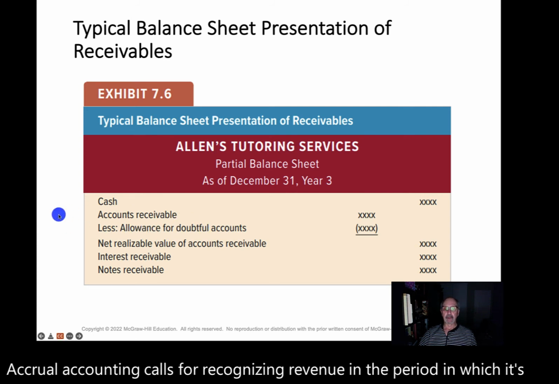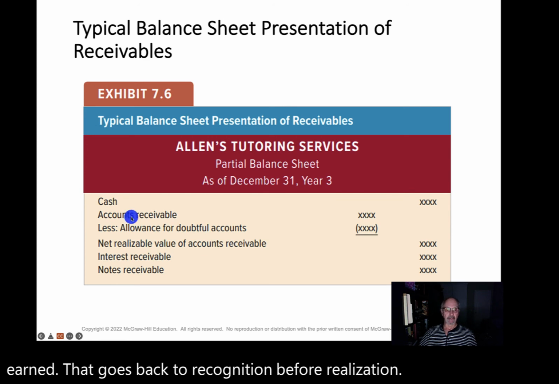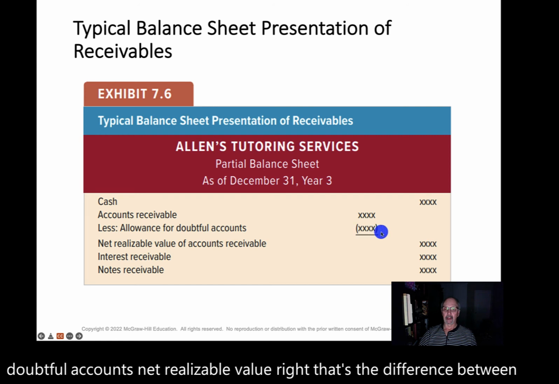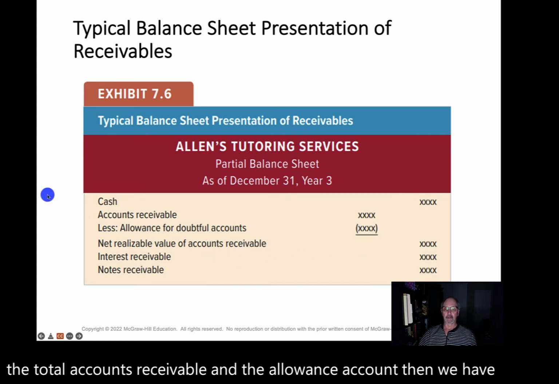So here's a balance sheet representation. Accounts receivable, allowance for doubtful accounts, net realizable value, right? That's the difference between the total accounts receivable and the allowance account. Then we have interest receivable and notes receivable. This is at the end of year 3.